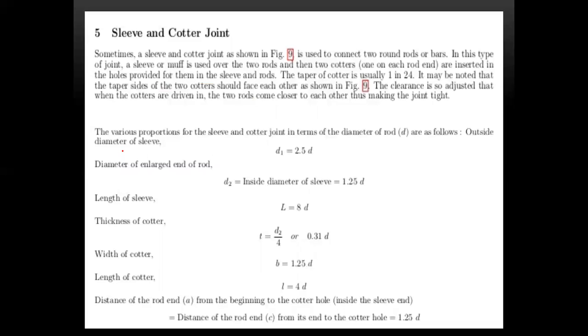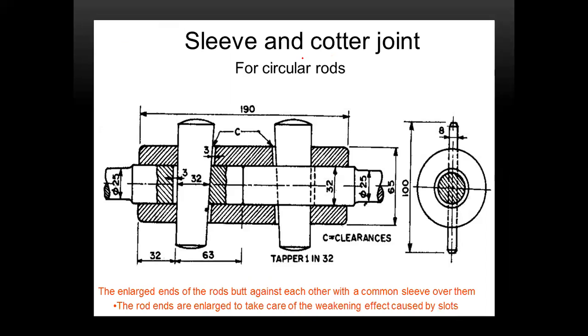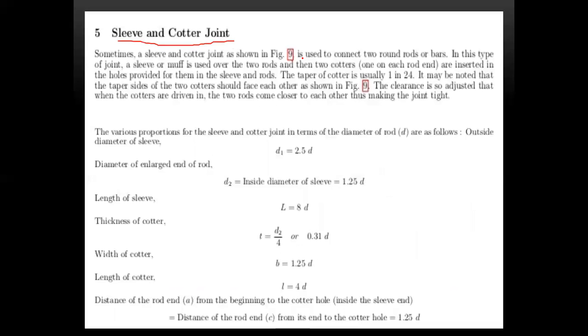Next, coming to the sleeve and cotter joint. The second one is the sleeve and cotter joint, shown in figure 9. See this figure? This is a sleeve and cotter joint. You drew this figure in your machine drawing subject, right? So remember this figure too.